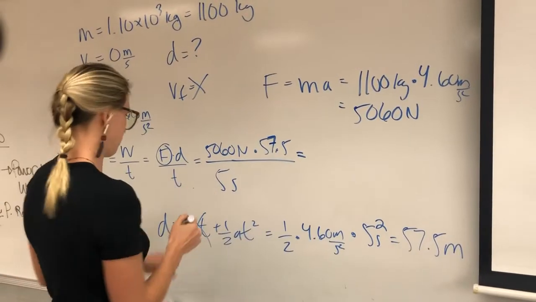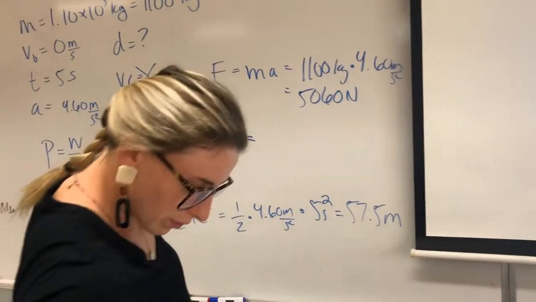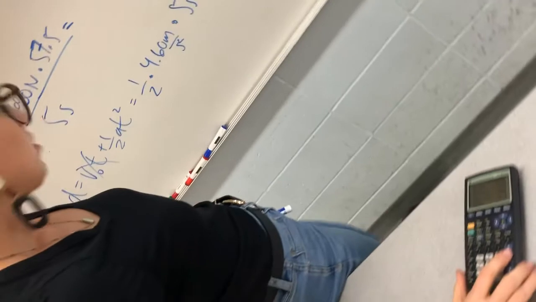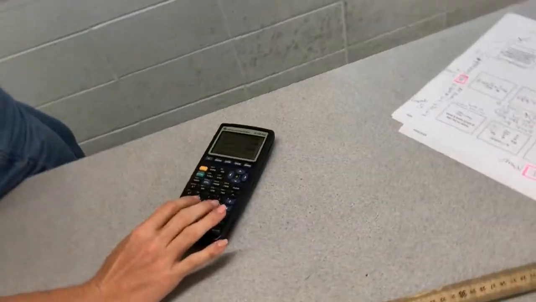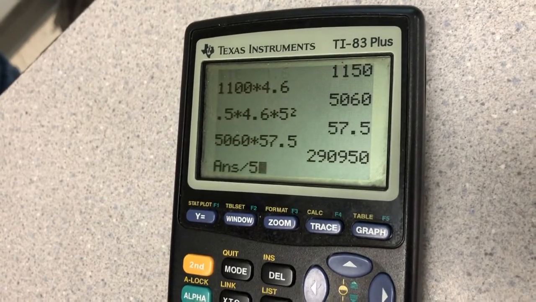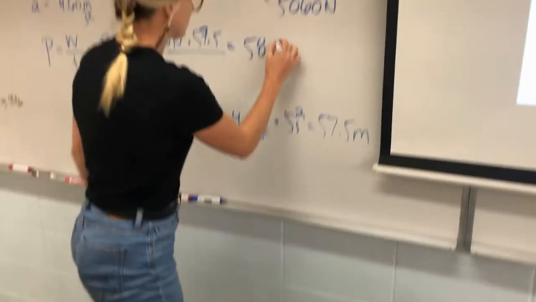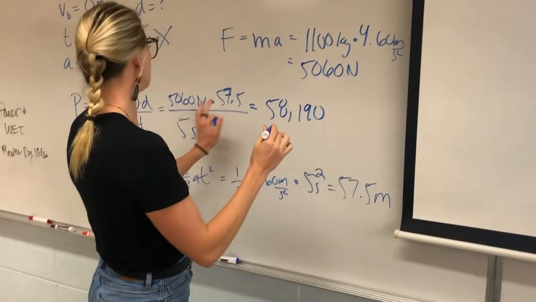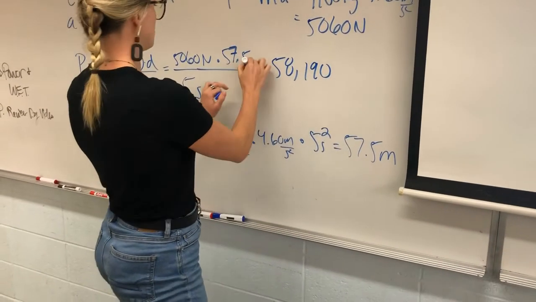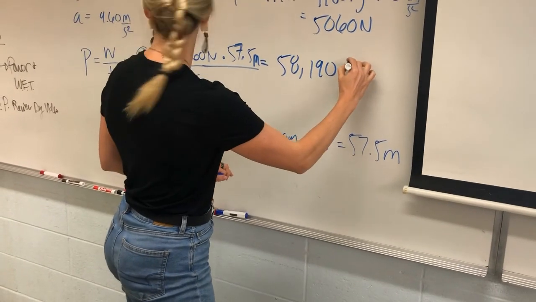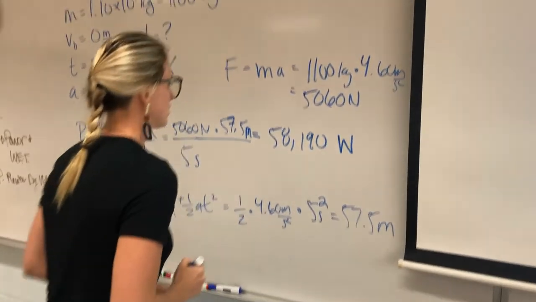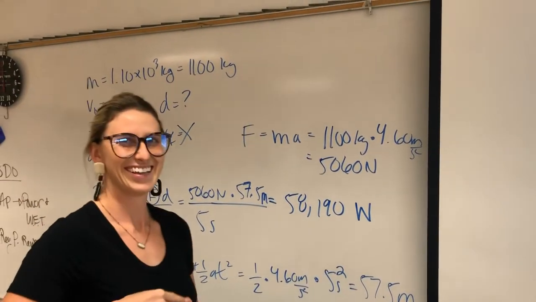Okay, I'm not done yet. I gotta put this in my calculator. So 5060 times 57.5 gets me that, and then divide it by 5. I get 58190. And what we're talking about here, newtons times meters per second, that is a Watt. Sweet. That's it. We're done.